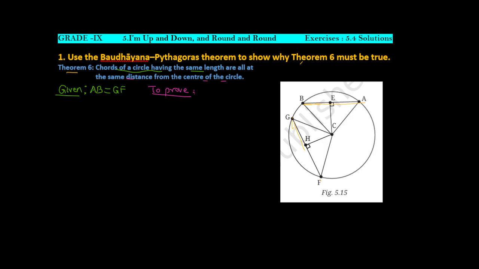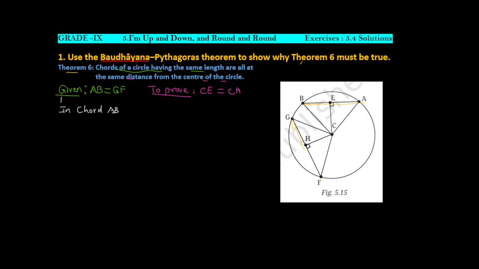So from the center of the circle, for chord AB, CE is the distance from the center of the chord. For chord GF, CH is the distance. So we need to prove these two distances are equal. But we should not use any concurrency concept. We need to use Pythagoras theorem. So let's take the chord AB first.